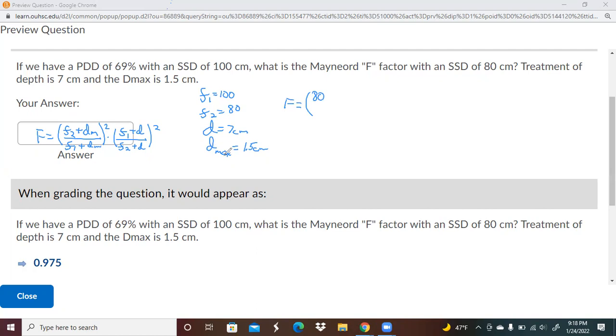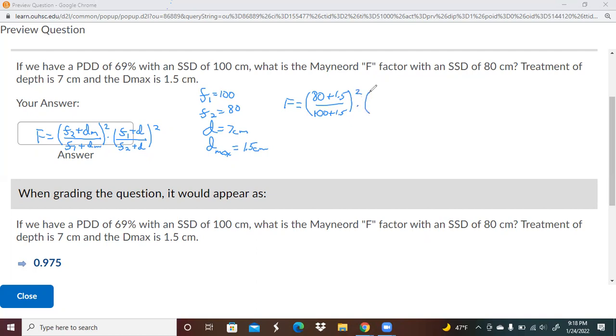Plus D max in this particular case, or DM, depending on how you want to write it, is going to be 1.5. So we're going to put that in just like that. And then on the bottom here, we've got F1, which is going to be 100. That's where we started out. Plus D max, which is 1.5. All of that's going to be squared.